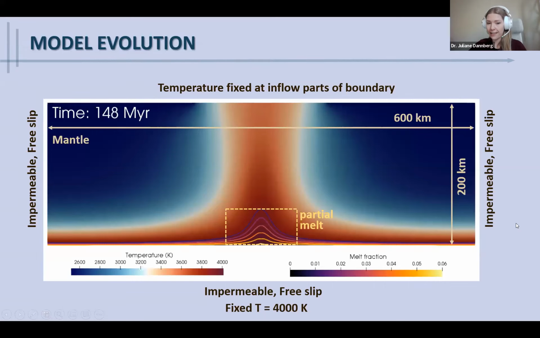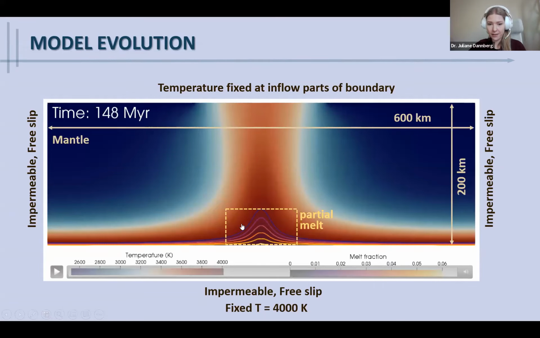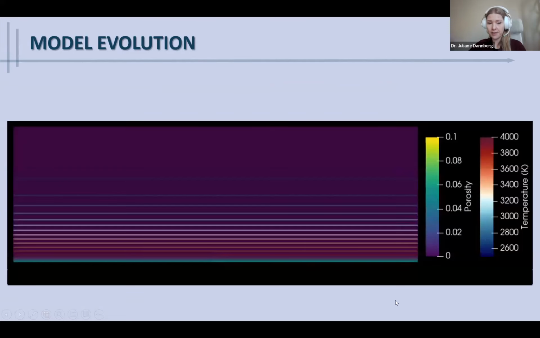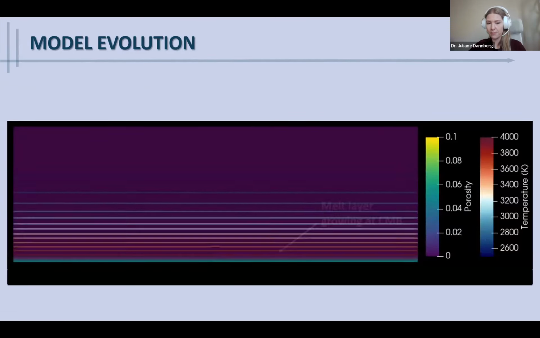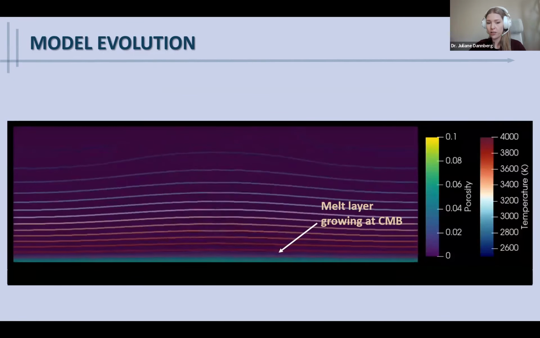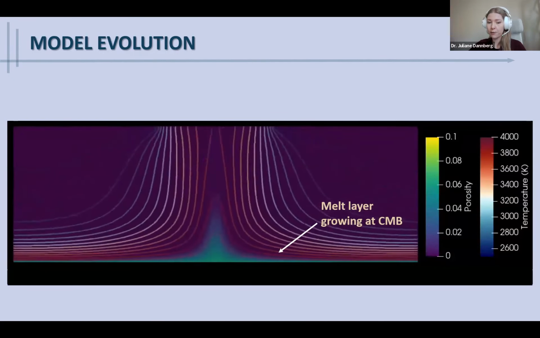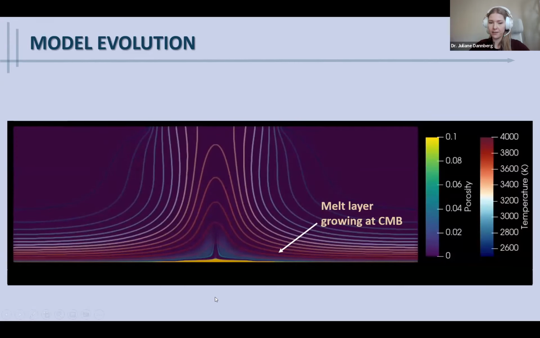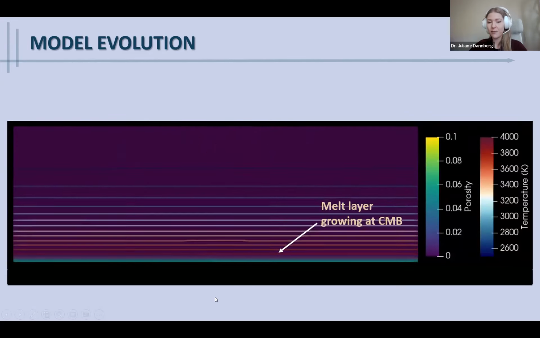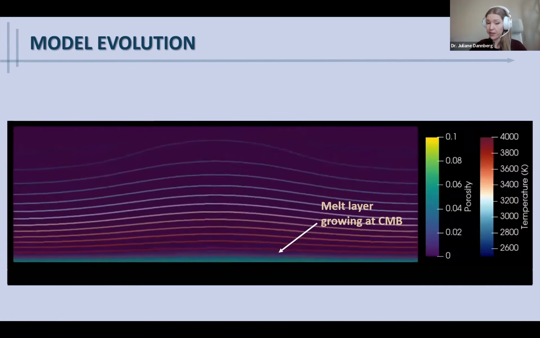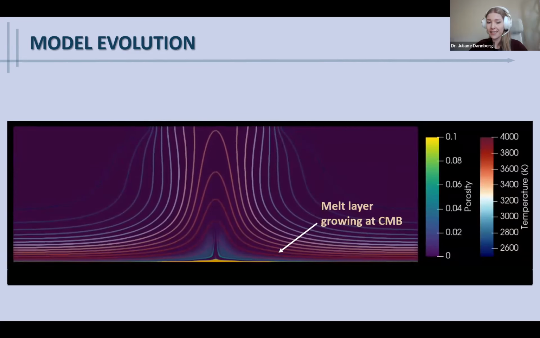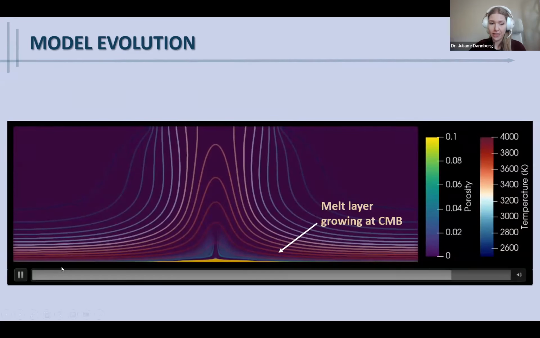So let's look at one of these models that we ran, and just at this small part of the model. As the background color here, we see the porosity, so the fraction of melt being present, and the contours show the temperature. As I said, first melt is not being allowed to move. Then at this point in time where we see the yellow colors occurring, that's where melt is starting to move. And as soon as melt can move, it sinks downwards into this really melt-rich layer.